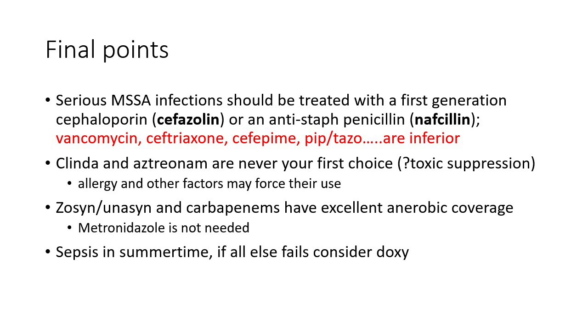Clinda and aztreonam are typically useless. Zosyn, Unasyn, and the carbapenems all have good anaerobic activity. You don't need Flagyl if you're using them. And then always think about doxycycline if someone's septic in the summertime and they're not responding. Tick-borne, atypical stuff is something that should be considered. I don't think anyone should die of sepsis in the summer without doxy.